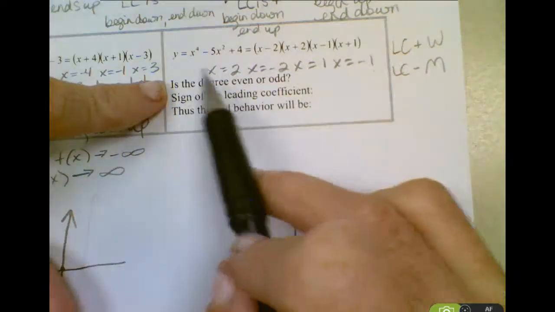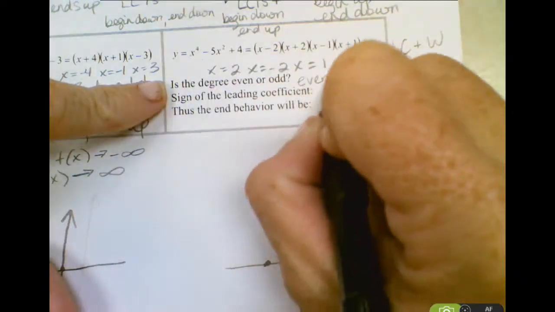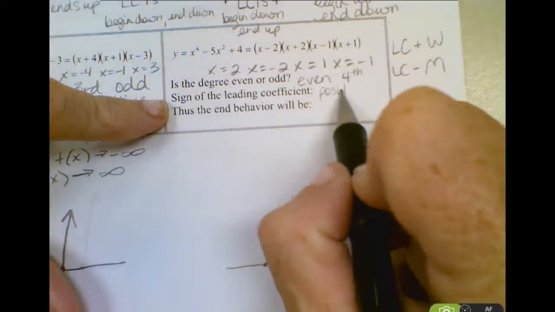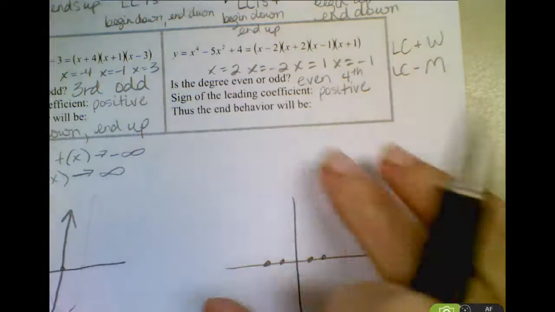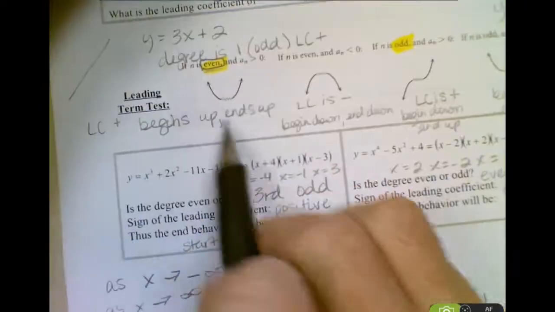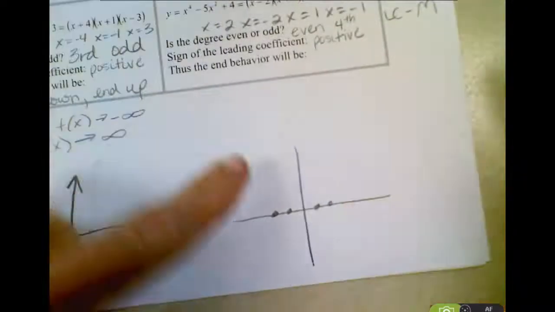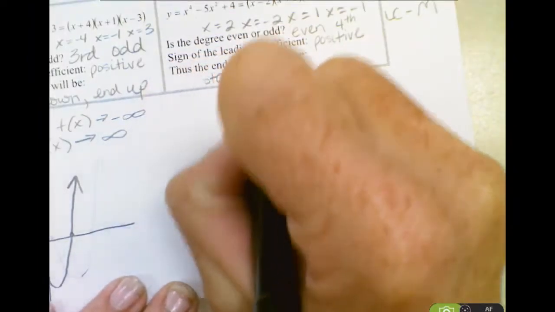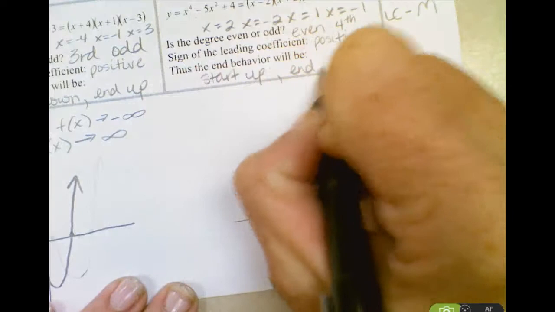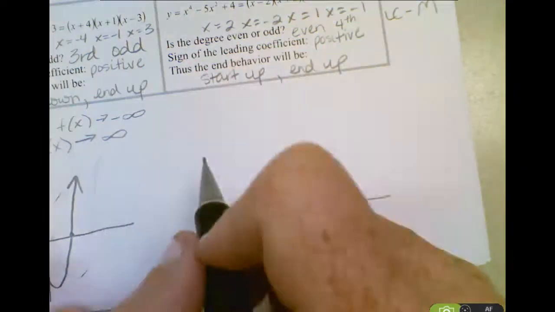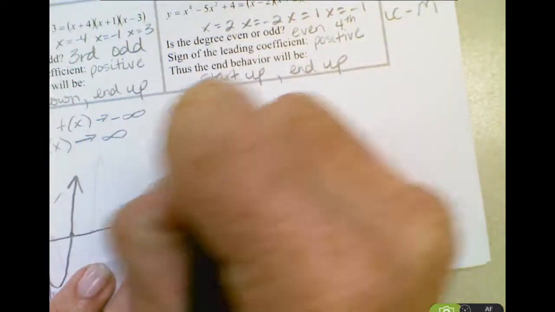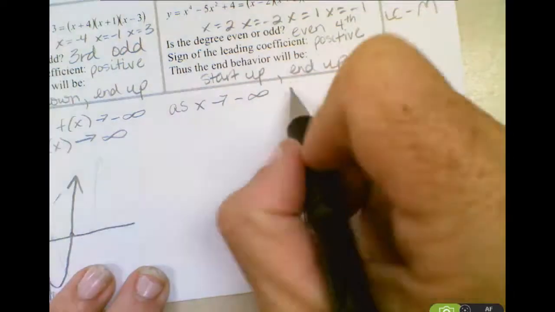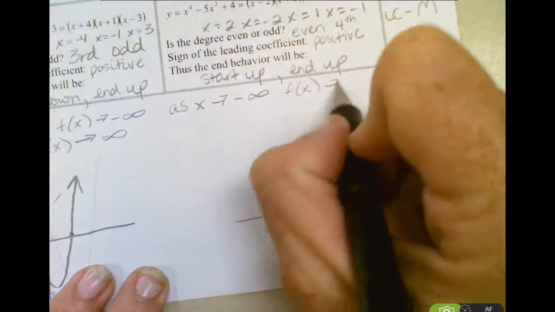Okay? So this degree is even. It's a 4th degree polynomial. The leading coefficient is positive. So just like with a quadratic equation, we know we're going to start up and end up. The end behavior will be start up and end up. And the way we'll write that in this notation is as our x value approaches -infinity, as it gets smaller, our f of x approaches infinity.